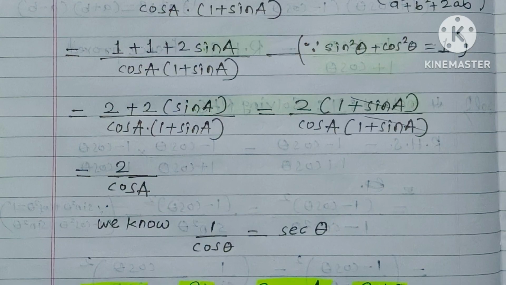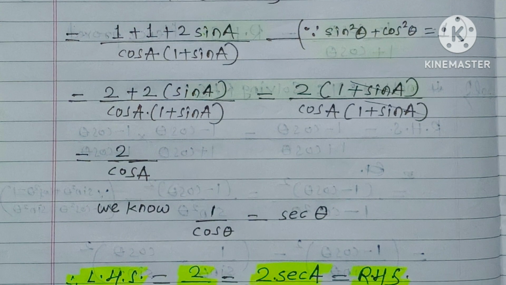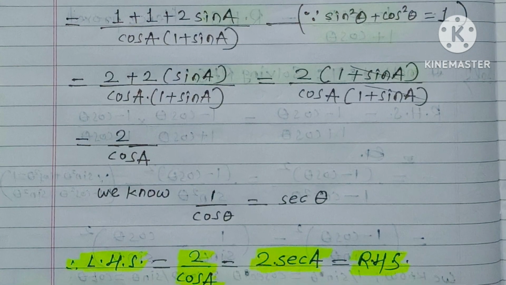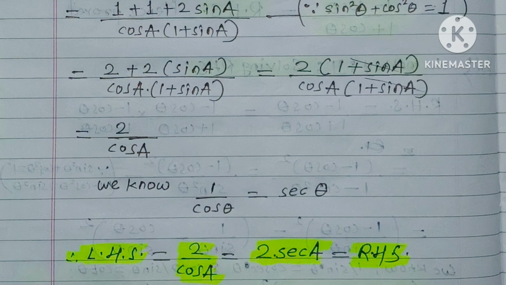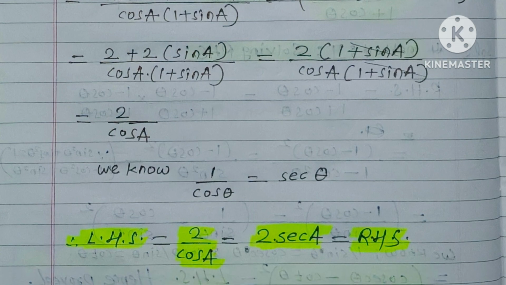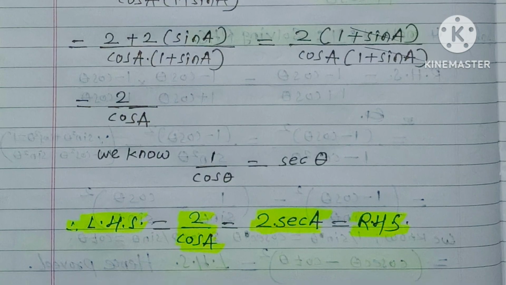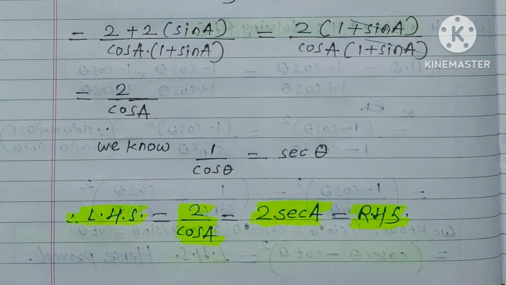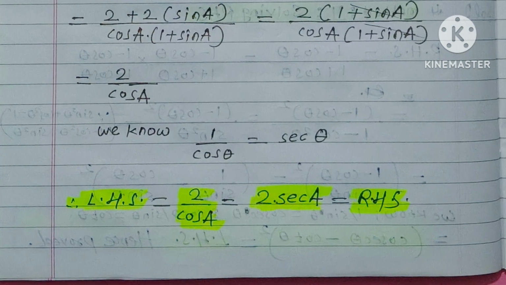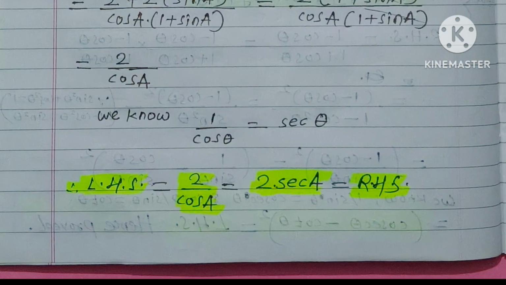Now we can see the similar values are appearing at the numerator as well as at the denominator. So we are going to cancel out that value, which is 1 plus sin A. So after cancellation of 1 plus sin A, we are left with 2 divided by cos A. Now we know 1 divided by cos A is equal to sec A. So we are going to substitute 1 by cos A with sec A, and we'll get LHS is equal to 2 sec A, which is nothing but the RHS, hence proved.